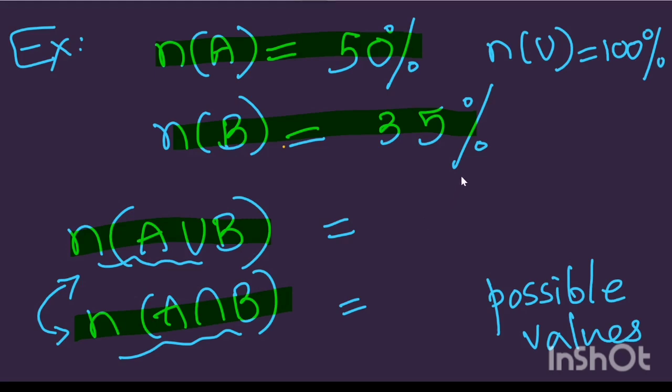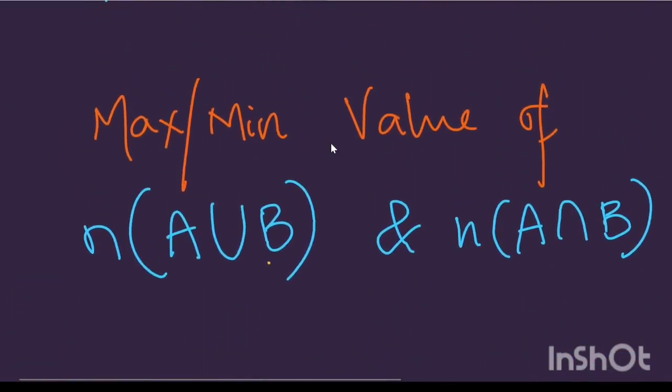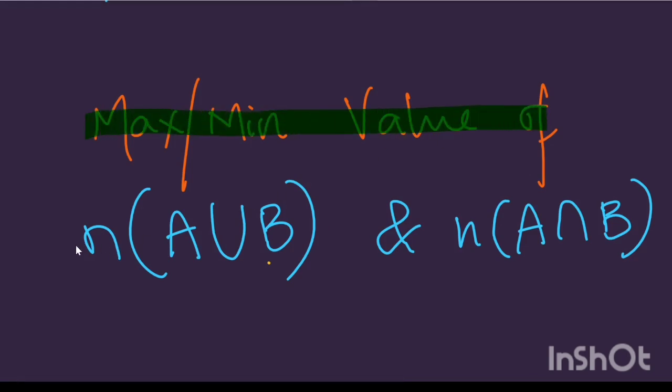Now since they are asking about possible values in the question, it means we need to consider some cases, some extreme cases, which will give us the maximum and minimum values of N(A union B) and N(A intersection B). So this we will discuss today, guys.